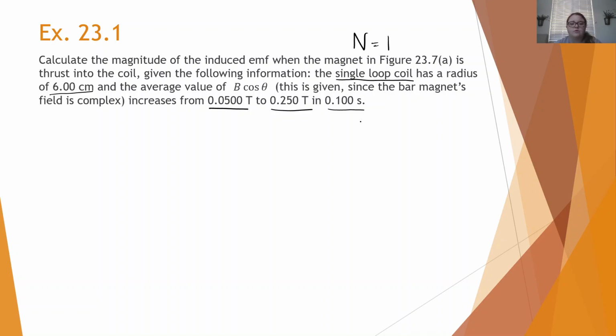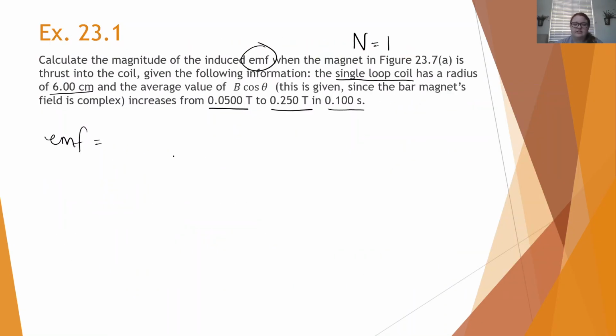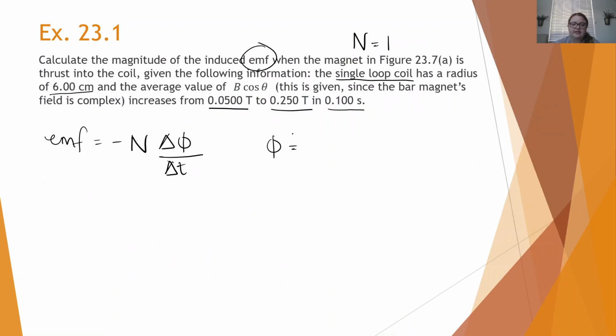So we are looking for the EMF, and I'm going to need to write down that equation. That is negative N times delta phi over delta t. Now we need to remember what phi is. That is going to be BA cosine theta, and we were given B cosine theta.